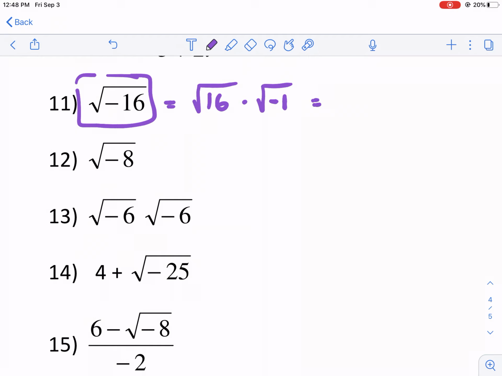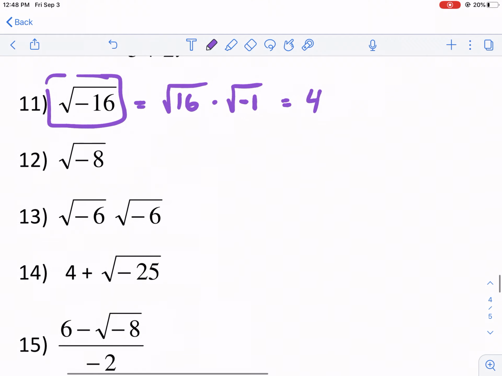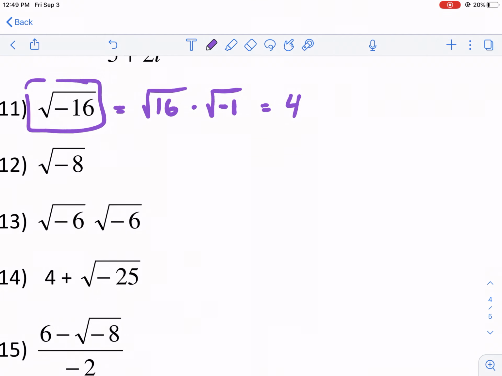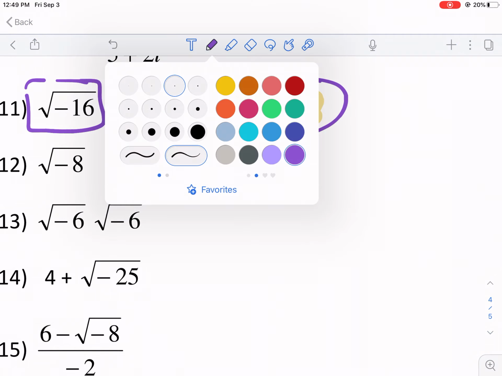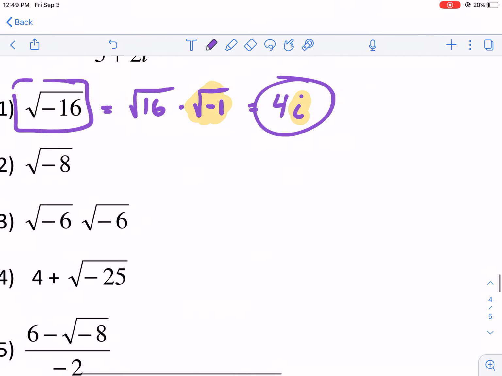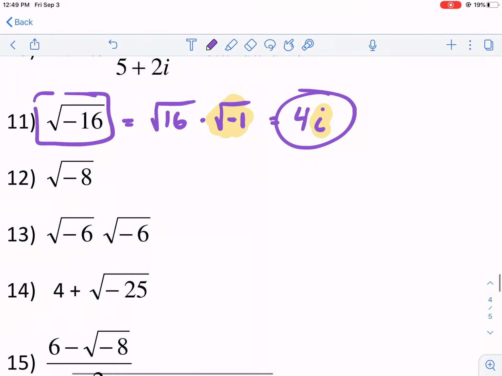We know the square root of 16 is 4. That's a perfect square. And then we know that we can rewrite the square root of negative 1 as i. So that is rewritten as i, and this is the simplified form right here: 4i. I'm going to make it a little bit smaller. I don't know why I'm writing so thick. So we have 4i for our answer there.